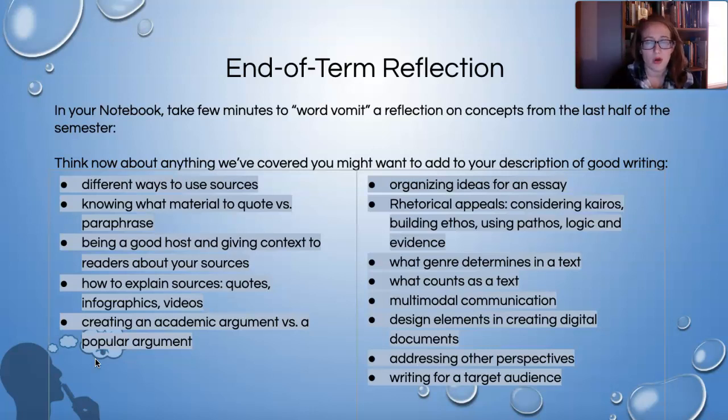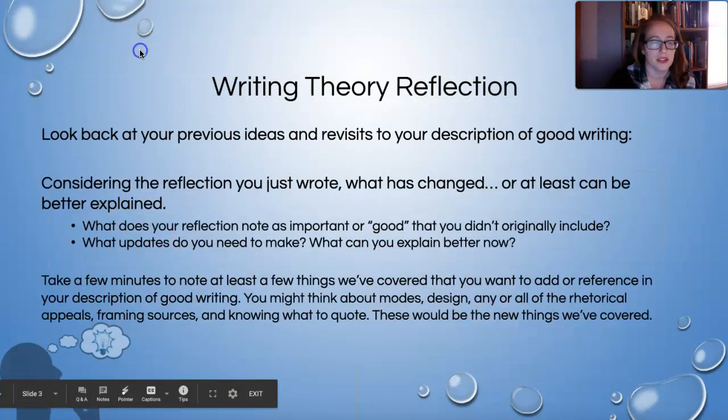Design elements, modes, things we reviewed like genre and what counts as a text. We did all of the digital tools in the end half of the semester. Finally, the last thing was rhetorical appeals, and that applies to the whole portfolio as well as the digital essay. We talked about all four: kairos, ethos, pathos, and logos, logic, and we also talked about logical fallacies at the end. So take a few minutes for that.